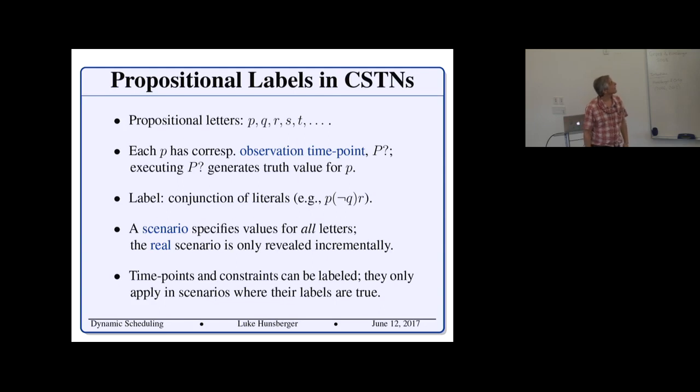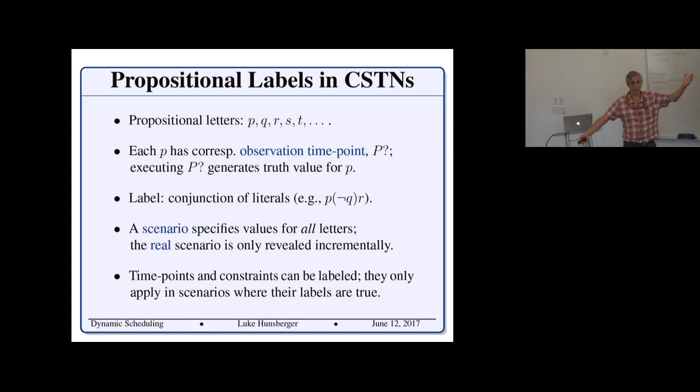So what do we have? We have propositional letters, P, Q, R, S, T. Each propositional letter has a corresponding observation time point. Normally we write it with the same letter, just written with a question mark, uppercase. And then labels can have a conjunction of 1 or more literals, for example, P, not Q, R. Now a scenario would specify the values for all letters, the outcomes of all tests.